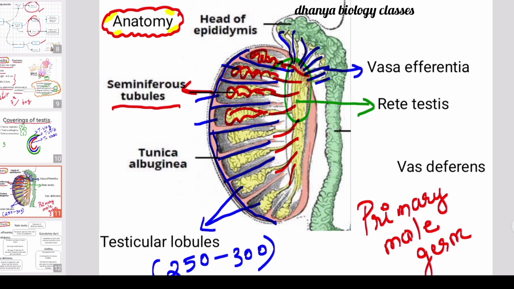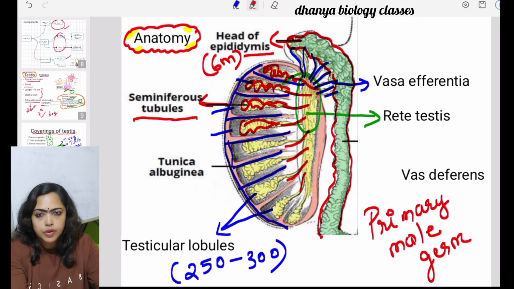Okay. And see, these vasa efferentia open into another highly coiled structure, and this structure is called the epididymis. This is important because this is also a tubular part, a highly coiled tubule, which is about 6 meters long. A 6 meter long coiled tubule, and this is called what? Epididymis.